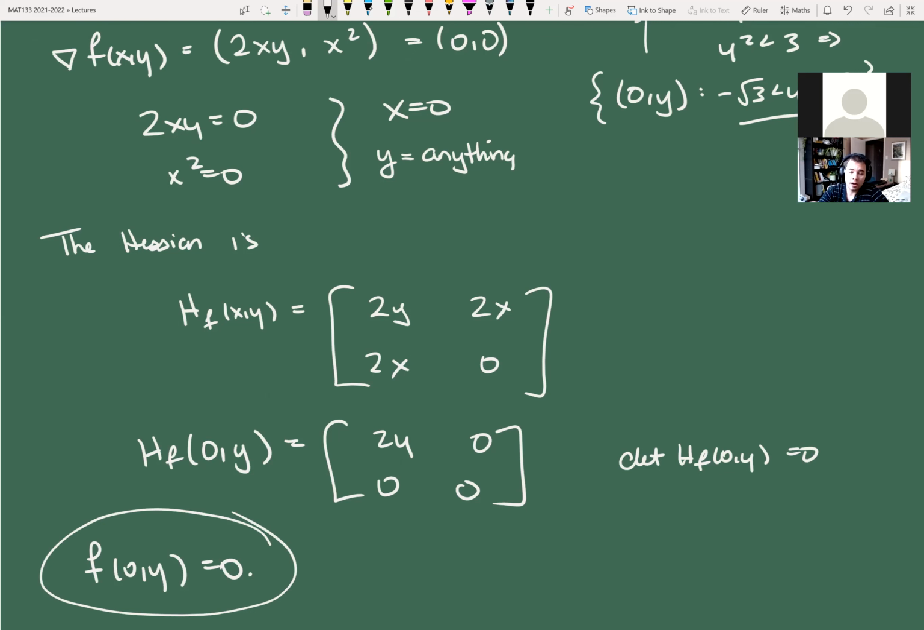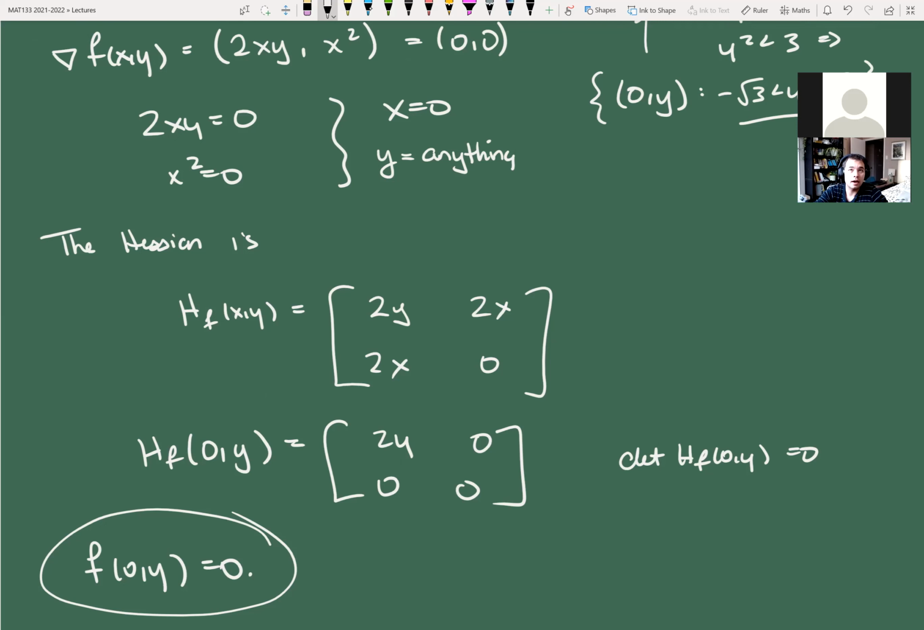So instead of classifying it, I'm going to do Lagrange multipliers on the boundary. I'm going to find the max on the boundary and the min on the boundary. If any of them are bigger than 0, then 0 can't be the max. If any of them are less than 0, then 0 can't be the min. So let's just remember that f of 0, y is equal to 0. Then we'll take a look at what we get when we do Lagrange multipliers.